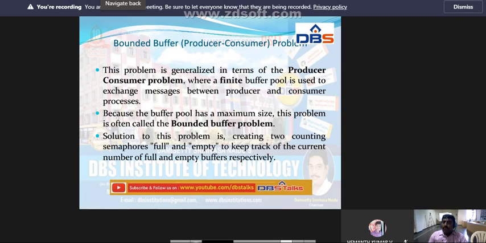Here we have a finite buffer pool. By using this finite buffer pool, we are going to exchange messages between producer and consumer. The size of the buffer is limited to a maximum size, so that's why we can say it is a bounded buffer problem. The solution for this bounded buffer problem is to create two counting semaphores, full and empty, to keep track of the current number of full and empty buffers. This is the bounded buffer problem.